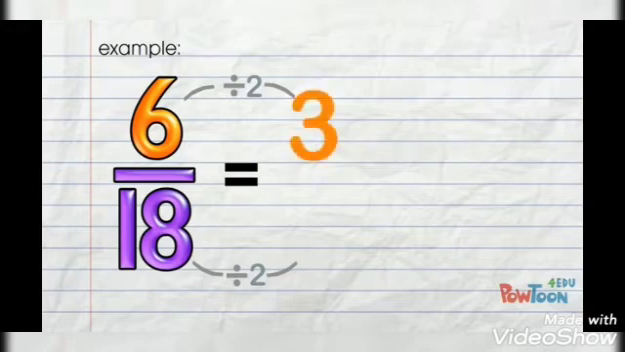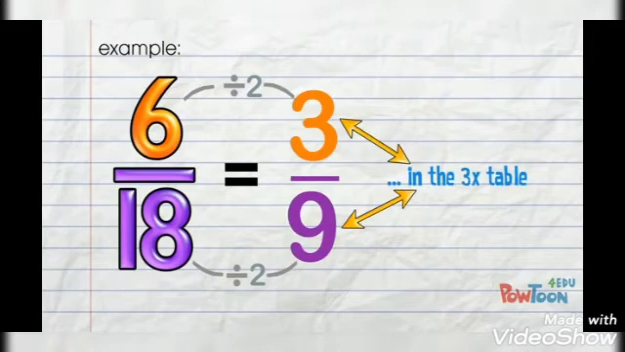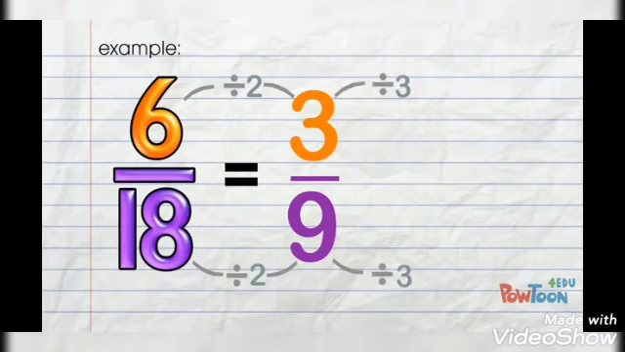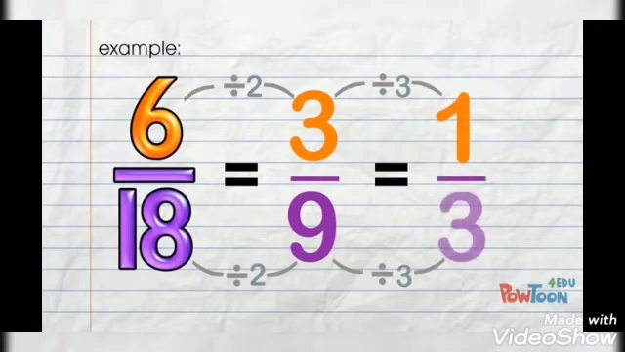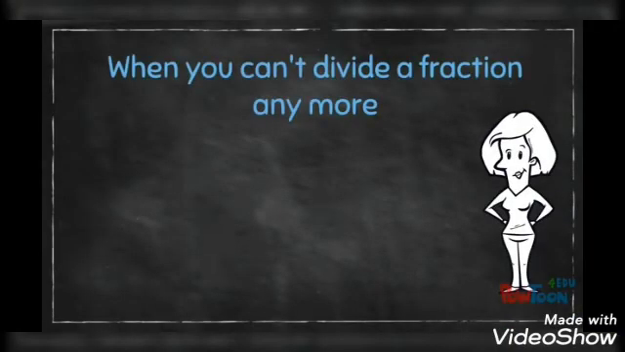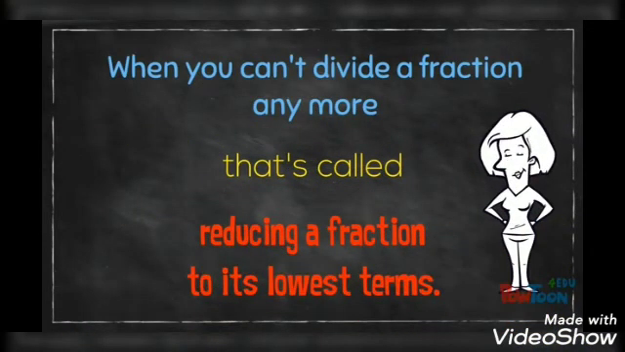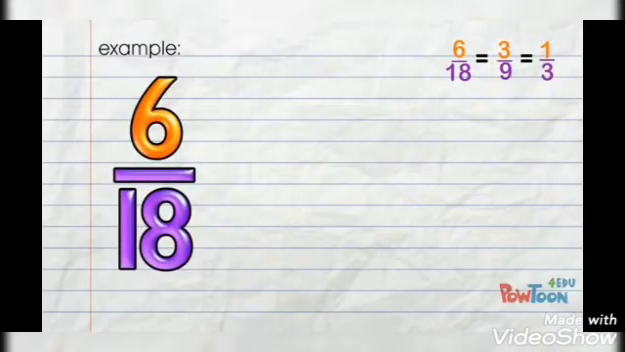Then let us take another example, 6 upon 18. Let us divide it by 2 because they are even numbers. So 3 upon 9. Then we can further reduce it. We know that both the numbers are divisible by 3. They are coming in the table of 3. So we can divide it again by 3. So 3 ones are 3 and 3 threes are 9. So here we have reduced 6 upon 18 to 1 upon 3. When you can't divide a fraction anymore, that's called reducing a fraction to its lowest terms or simplest form.